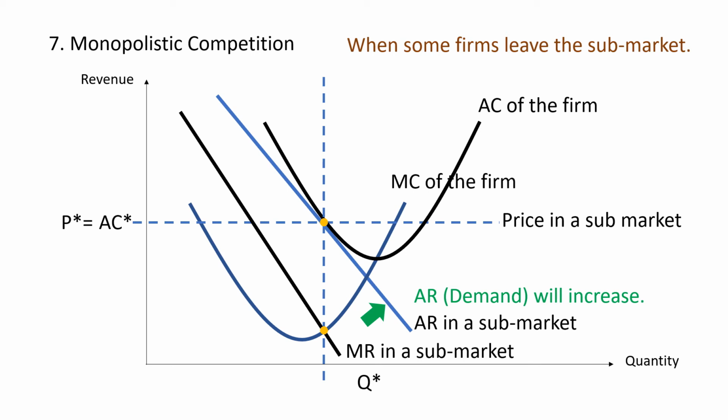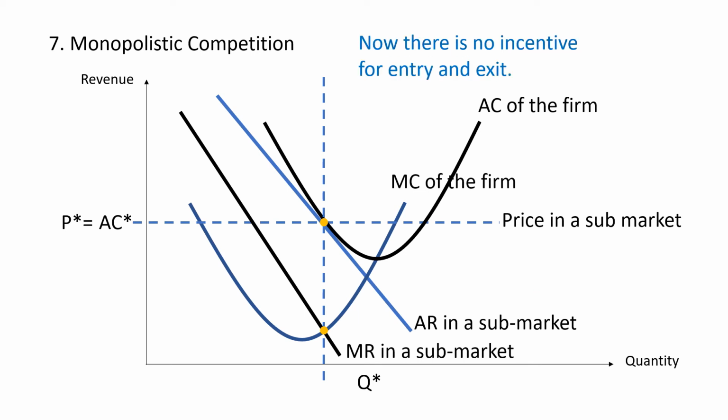And here you can see that there is no incentive for other firms to enter the market anymore. Why? Because they know that when they enter the market, they gain just only the normal profit, or they may lose the money if they are not lucky enough, or in technical terms, if there are many firms in that submarket. Therefore, in the long run, firms in monopolistic competition will gain just only the normal profit.